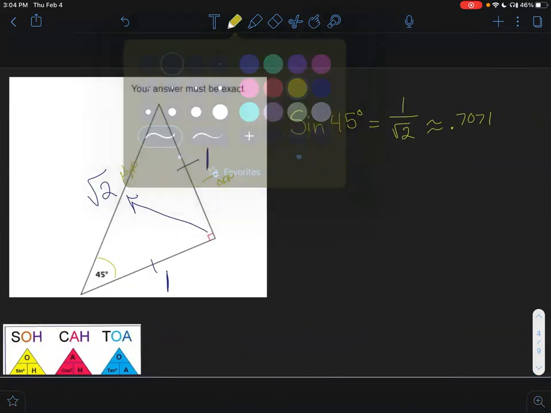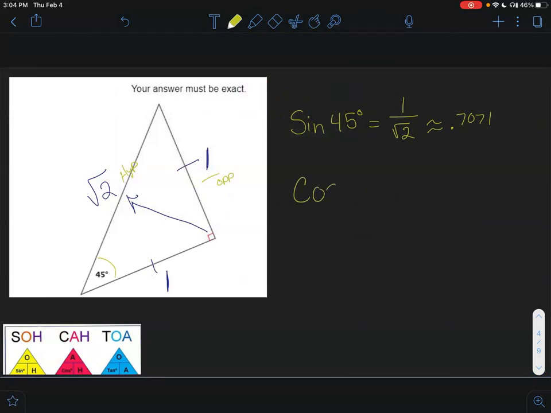All right, so cosine of 45 degrees, again, is also going to be adjacent over the hypotenuse, so 1 over square root 2. And tangent of 45 degrees will be opposite over adjacent. And of course, 1 over 1 is 1. All right, so there are our ratio values. So what we're going to want to do is we're going to want to work with these exact values. All right, so let's look at an example.